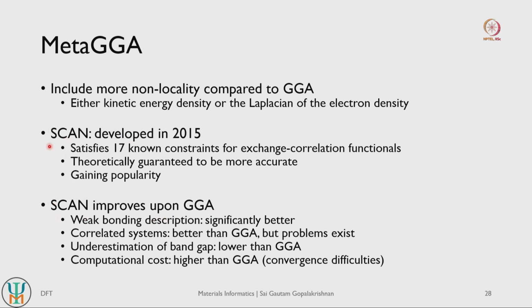After SCAN was developed, there have also been modifications done to SCAN to improve convergence difficulties and reduce computational costs, and they are referred to as rSCAN and r2SCAN, so restored and regularized SCAN and so on. Those functionals are also equally popular compared to SCAN, but they do not satisfy all the 17 known constraints, so they actually have to break some of the known constraints to ensure that the convergence difficulties are fewer and computational cost is lower. So SCAN till date remains the only meta-GGA functional that satisfies all the 17 known constraints for exchange correlation functionals.